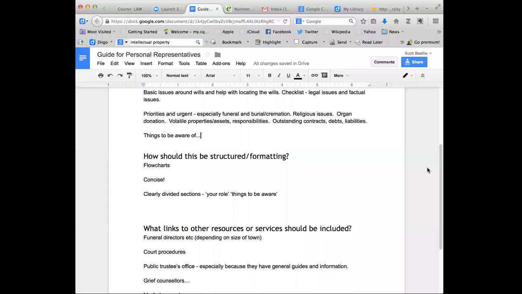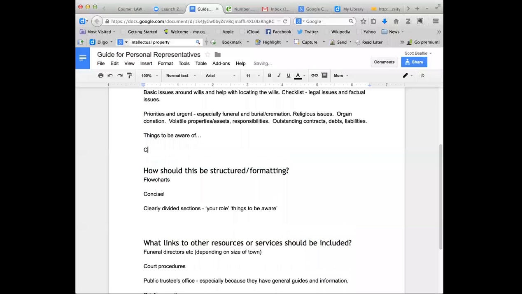Okay, so we've got a point Megan's made back there about infant children.